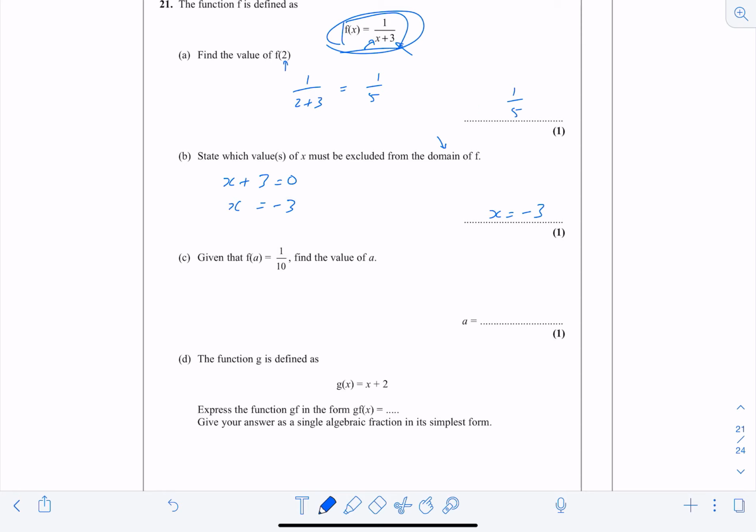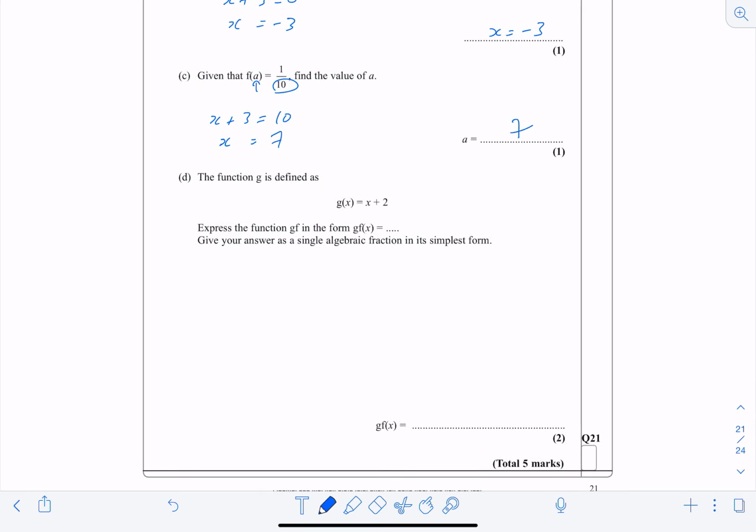Okay. Given that f of a equals 1 over 10, well, x plus 3 equals 10, because I'm just looking at that and the same as that. So x equals 7. Yeah, so a must be 7.